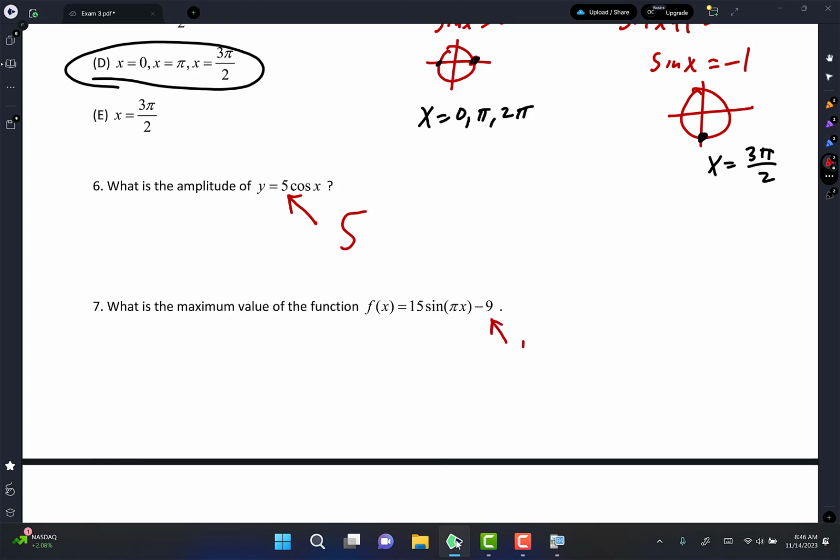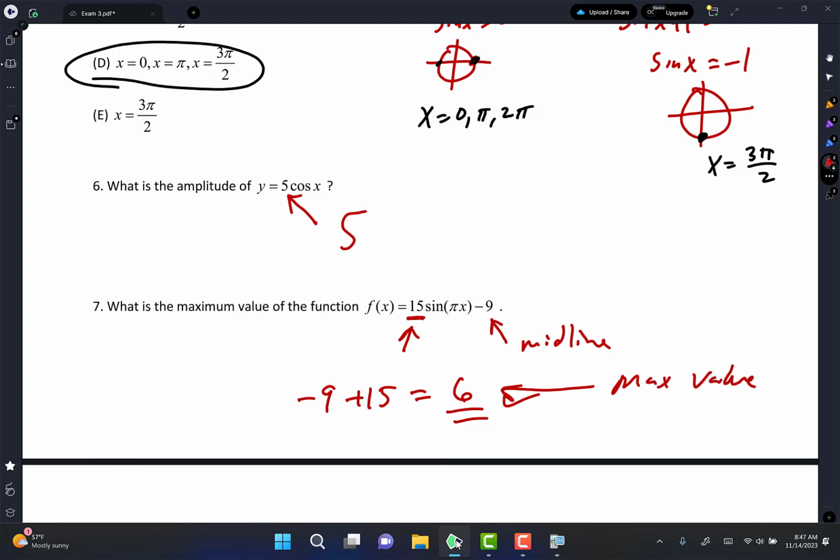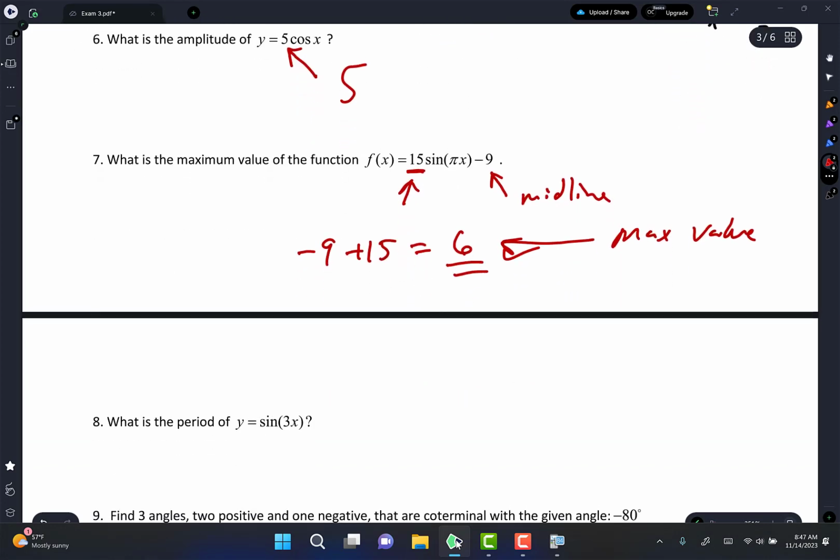All right, what is the maximum value of the function 15 sine pi x minus 9? Well, this is the midline, and then this is the amplitude. So from negative 9, add 15. And what is that? 6. So there it is, that's the max value. That makes sense, guys? Yeah, because from the midline you go up 15, and from the midline you go down 15.